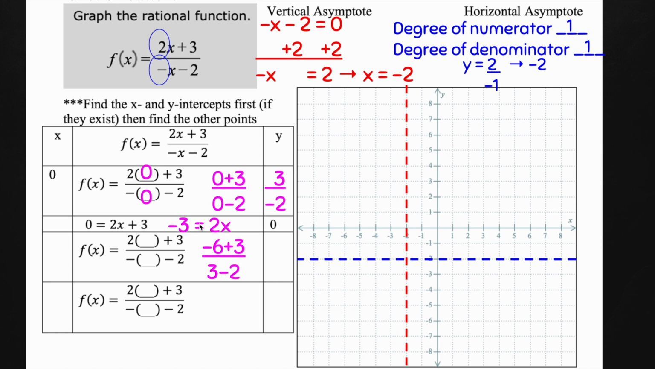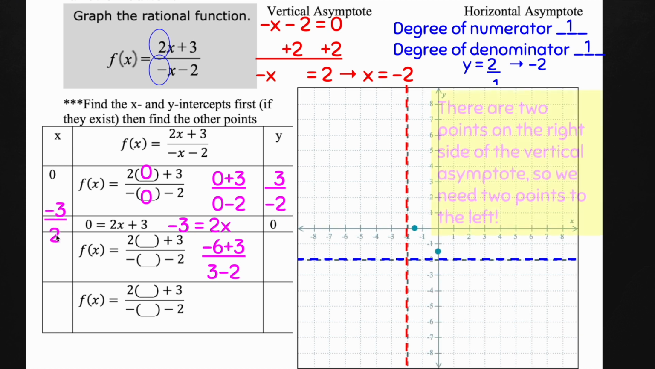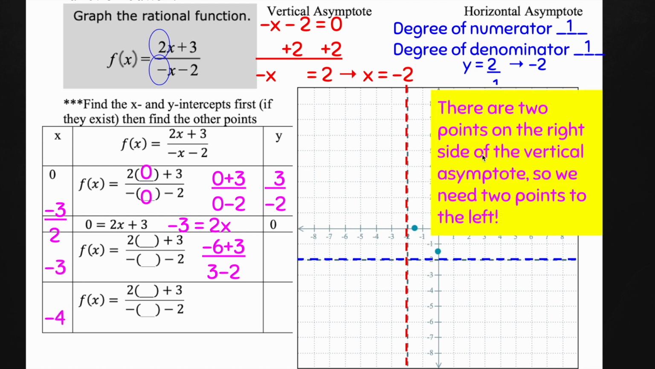So I have negative 3 equals 2x, and I'm going to divide by 2 on both sides. So I end up with negative 3 over 2. So I have 2 spots, and you can see I've graphed them here. Okay, so there are 2 points on the right side of the vertical asymptote. So both of these ended up on the right side of the red line. So I need 2 points on the left side. And the easiest 2 points to grab are just the next 2 points, negative 3 and negative 4.